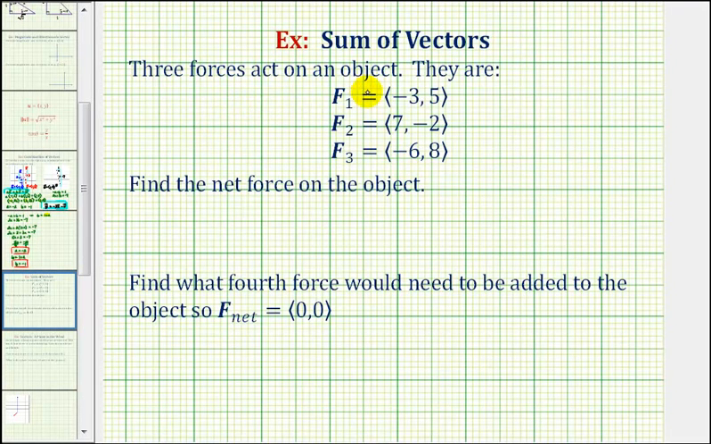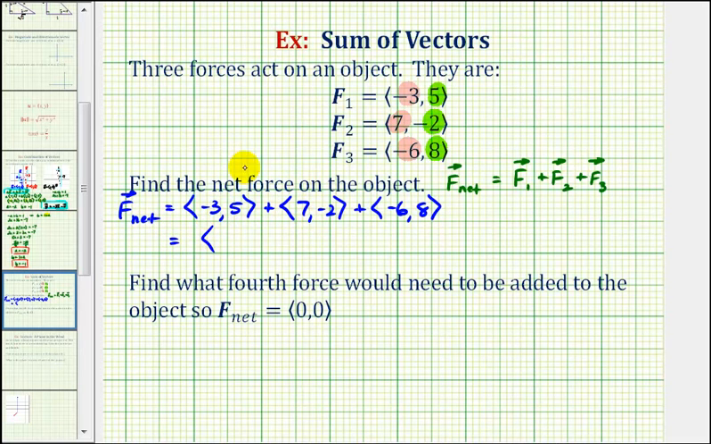Three forces act on an object given by these three vectors in component form. We want to find the net force on the object. Well, to find the net force, we need to find the sum of these three forces. And since each vector is written in component form, we need to find the sum of the horizontal components and the sum of the vertical components to determine our net force. So let's go ahead and do that.